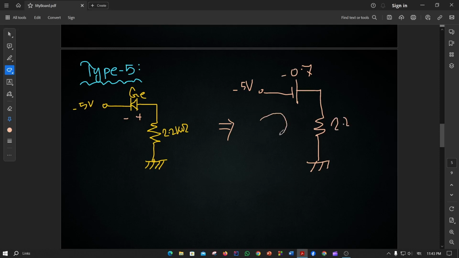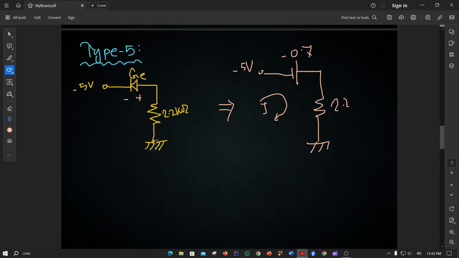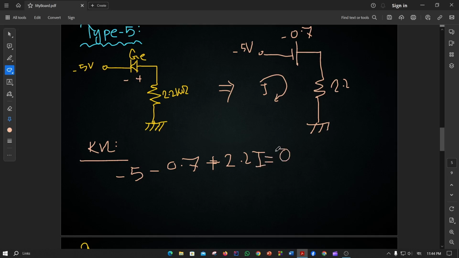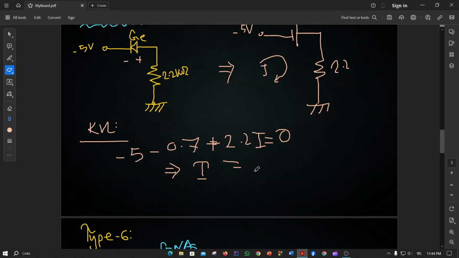2.2. So I want to do a loop in there. Minus 5 minus 0.7, 2.2 I. After solving the equation we will get the I value equal to 2.59.